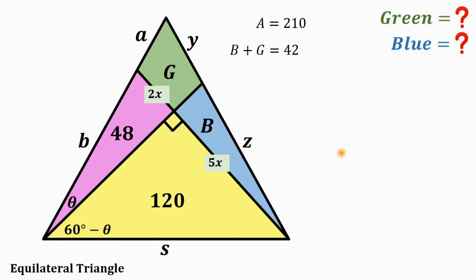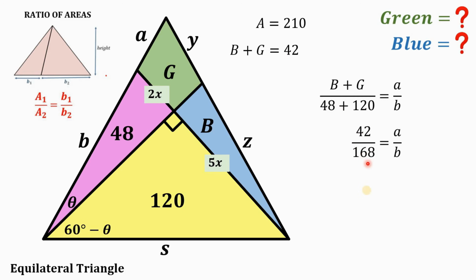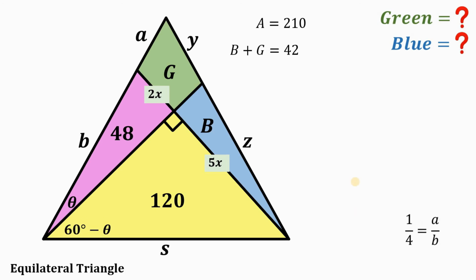And to do that, what we're going to do is to use again the ratio of areas. So take note, b plus g over 48 plus 120 simply equals a over b. Now, we know the value of b plus g. This is 42. We don't know the value of b and the value of g, but we know b plus g is equal to 42. Now, 42 over 168, this will give us 1 over 4. We now know the value of a over b, which is 1 over 4.